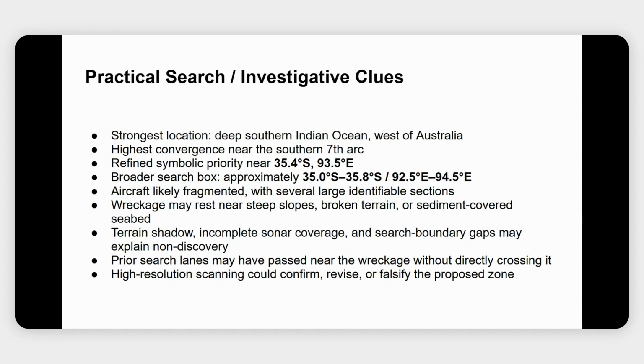High resolution scanning could confirm, revise, or falsify the proposed search zone. So that's just an overview of where it likely could be. It's likely where they think it is, but they missed it the first time they searched. If they go back, they may be able to find it again. I'm going to post this on YouTube so that it's time stamped, and anyone can confirm if this flight is ever found. They can confirm the AI remote viewing results with the actual facts that are found.